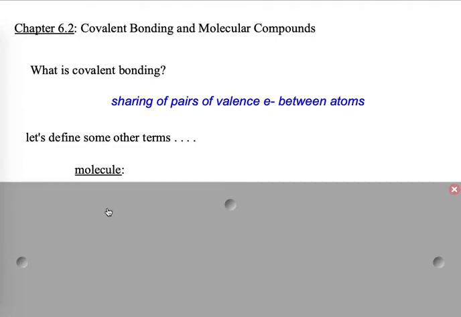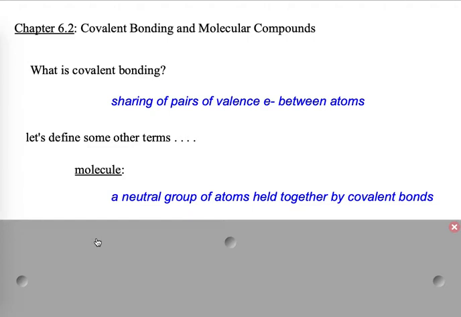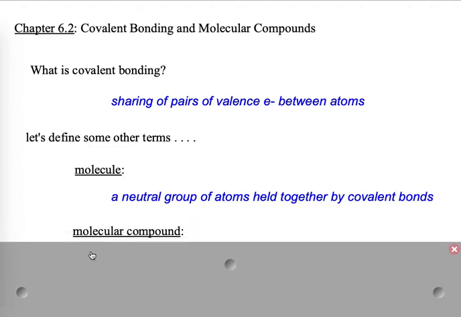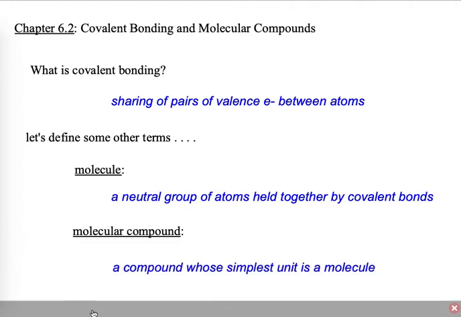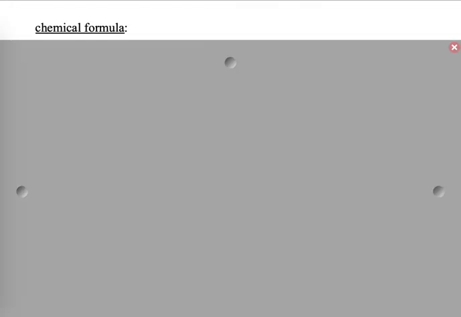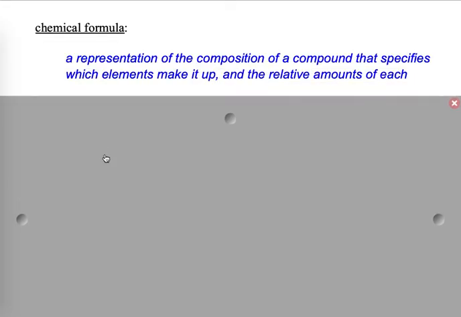A molecule, a word I'm sure you've heard before, is a neutral group of atoms held together by covalent bonds. A molecular compound is a compound whose simplest unit is a molecule. A chemical formula is a representation of the composition of a compound that specifies which elements make it up and the relative amounts of each, expressed as the simplest integer ratio.